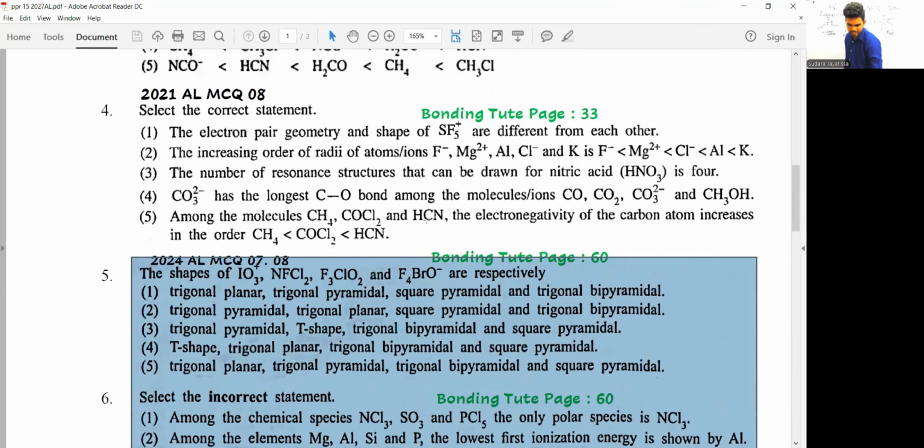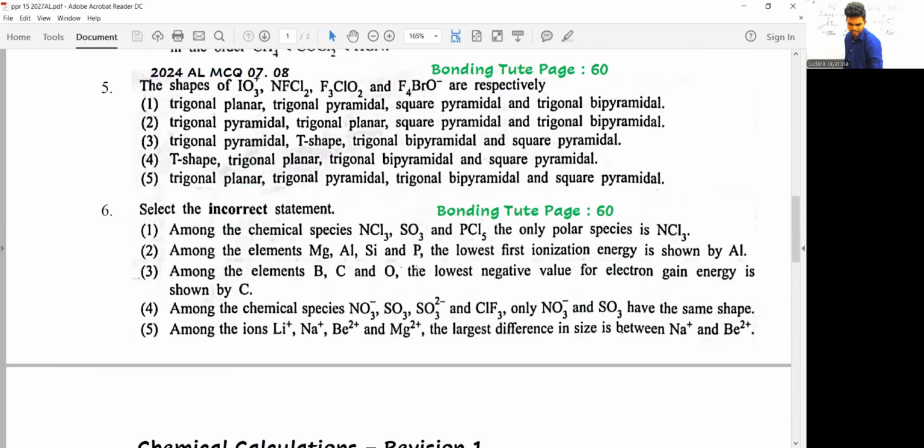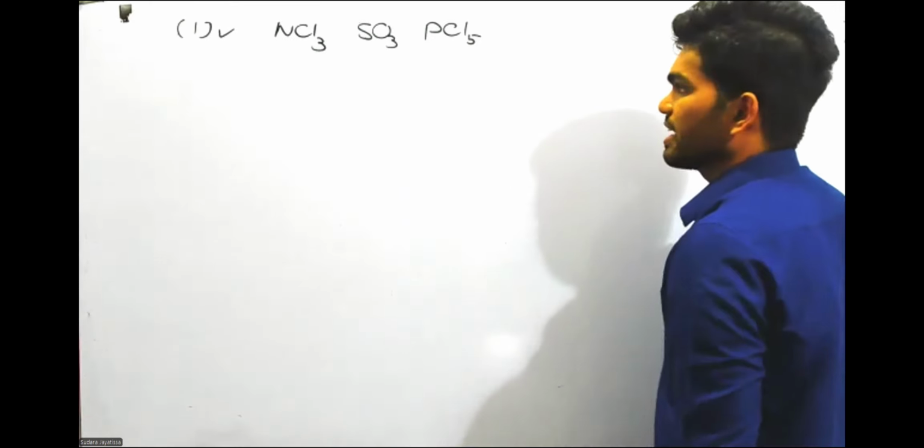That's also a similar question to one they gave in 2021. So what's the answer you selected for the sixth one? First one: among the species NCl3, SO3 and PCl5, the only polar species is NCl3. That is correct. Okay. So what are the molecules? NCl3, SO3 and PCl5. So what is this polar non-polar thing? Last week, actually, we learned that.